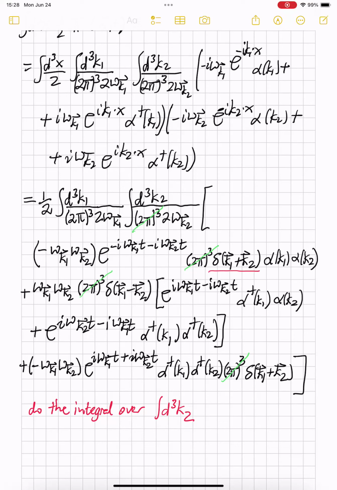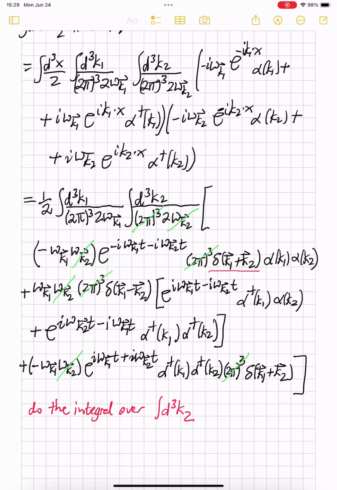And now something else cancels. You see, here's an omega k2. So this omega k2 will cancel against the omega k2 of that term, the omega k2 of the middle term, and the omega k2 of the last term. So omega k2 cancels out of everything.